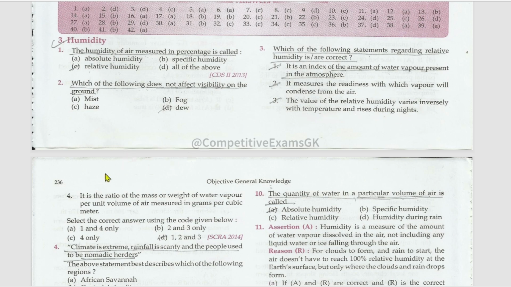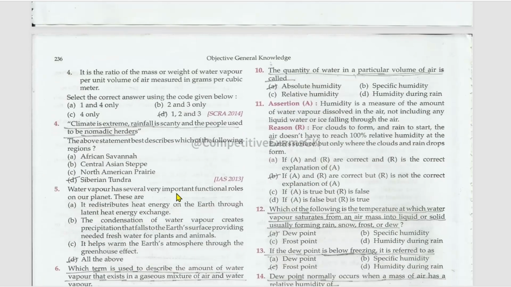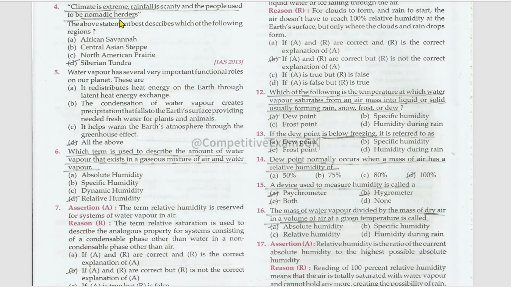Right. It is the ratio of the mass or weight of water vapor per unit volume of air condensed, measured in grams per cubic meter. This is the false statement. The other three options are right. Climate is extreme, rainfall is scanty, and the people used to be nomadic herders. The above statement best describes which of the following regions, that is Siberian tundra.